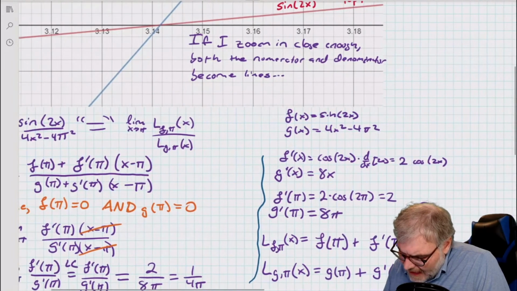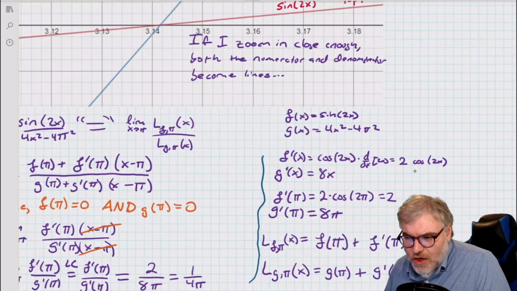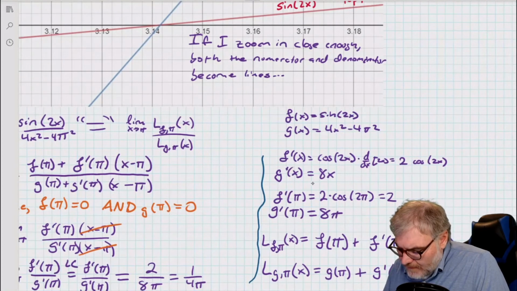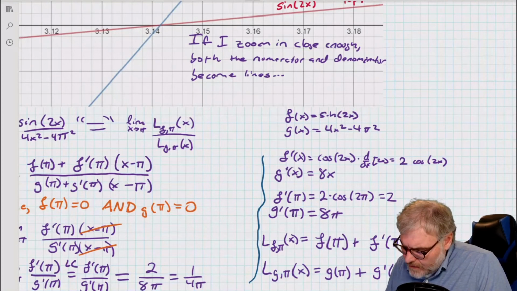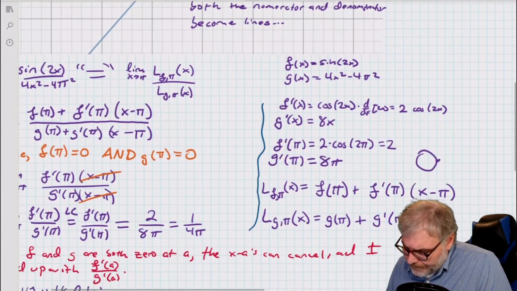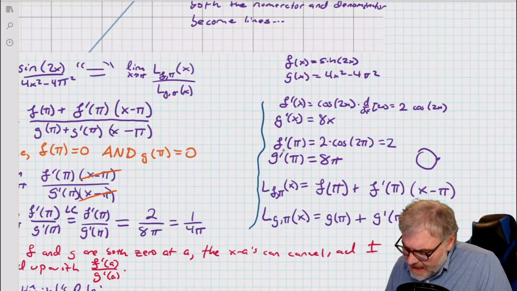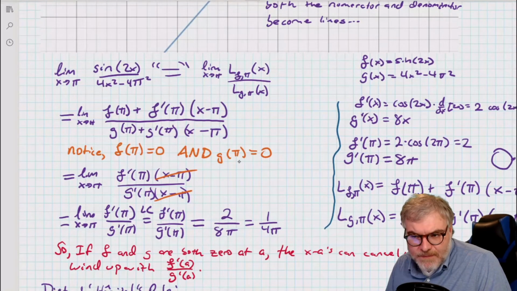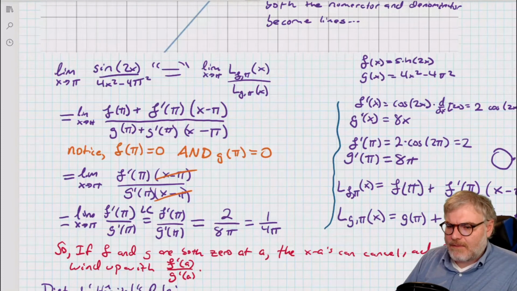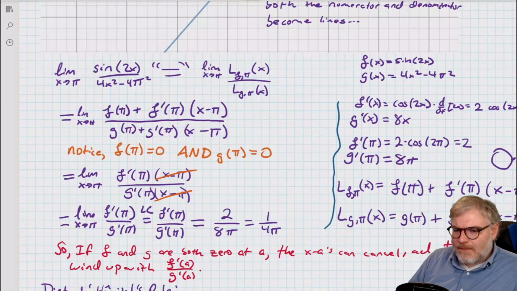Okay. Well, I'm going to need f prime of x, which gives me 2 cosine. I'm going to need g prime of x, which is simply 8x. Right? This is f is sine 2x, and g is 4x squared minus 4 pi squared. So I'm going to do both derivatives. Okay. Then I'm going to take f prime of pi and g prime of pi. So I get 2 and 8 pi. Now notice here, f of pi and g of pi, not f prime of pi and g prime of pi, are 0.